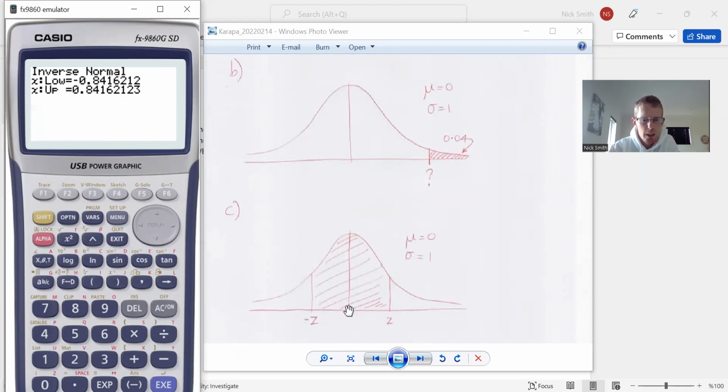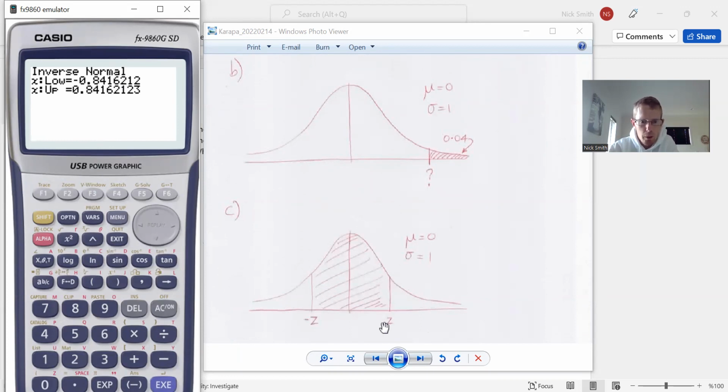And now it tells me the upper value and the lower value. So negative 0.8416 for down here and positive 0.8416 for up there. Notice they're both the same number as you'd expect, just one's a negative, one's positive, because they're either side of 0. If my mean wasn't 0, then these would be two different numbers, but they would be exactly the same amount from on either side of whatever that mean number was. Okay, so just watch that carefully when you put those in.